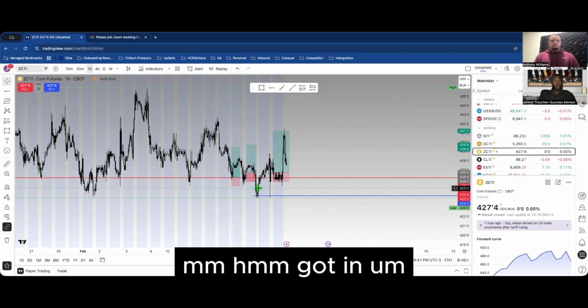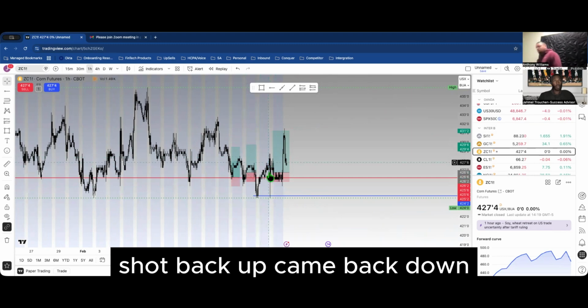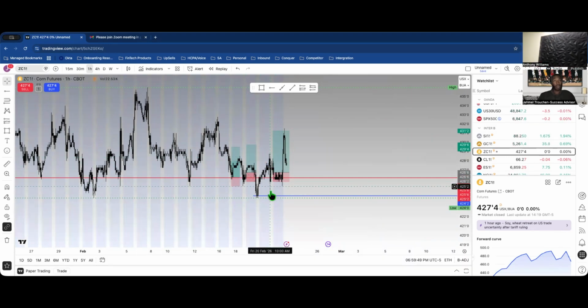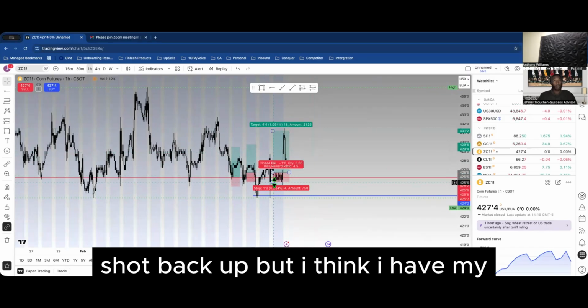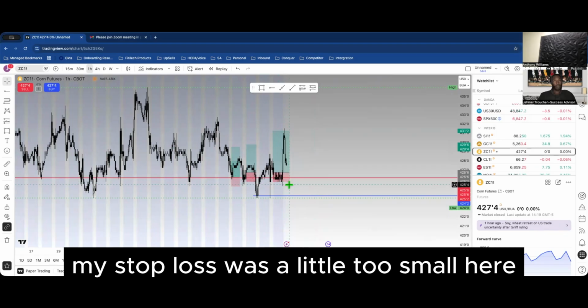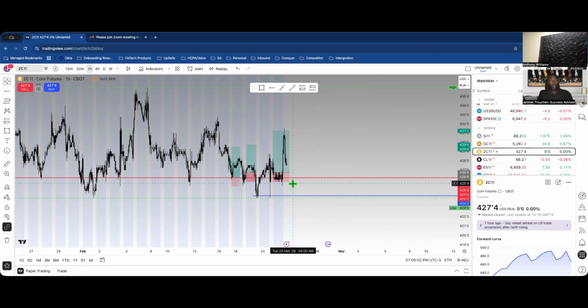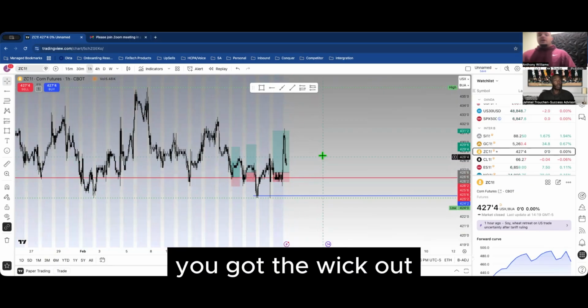Got in, stopped out, got support here, shot back up, came back down, retested this area. That big candle came back into this range, shot back up. But I think my stop loss was a little too small here. Too tight. Yeah. What do you call it, the wick out? You got wicked out.